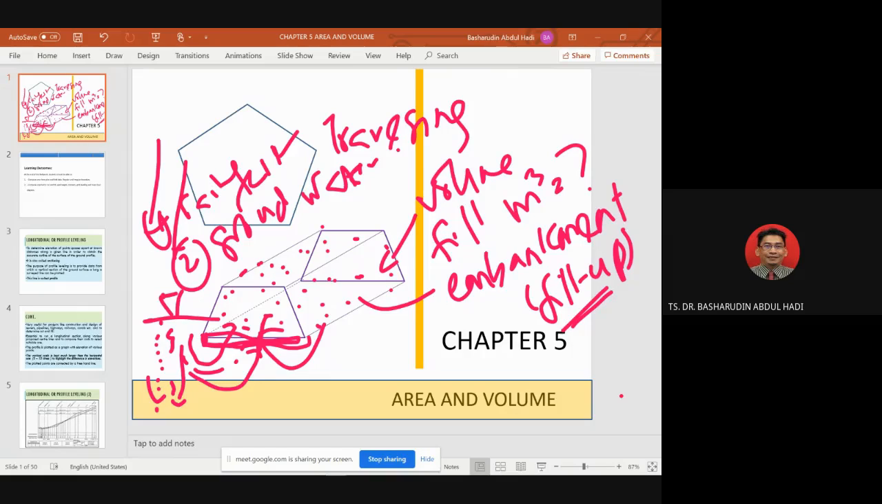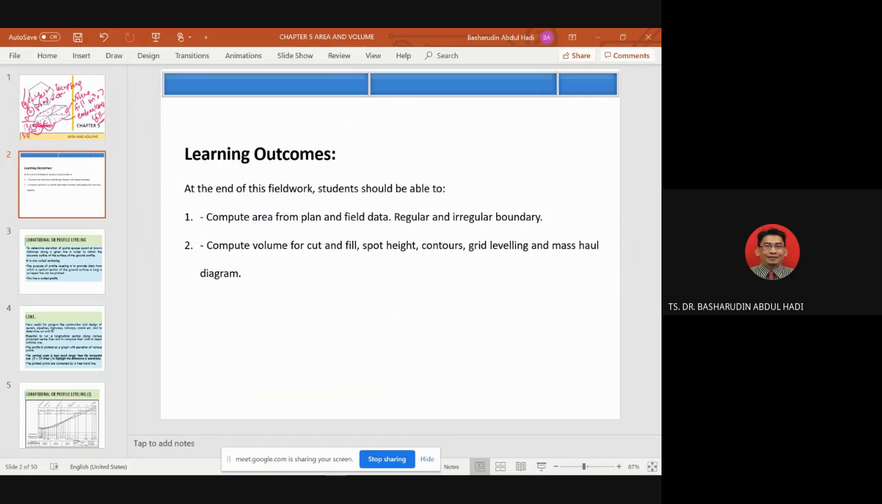We just want to calculate area and volume, because this is survey engineering. Right. We have 5 slides. We try to finish tonight, if we have time.